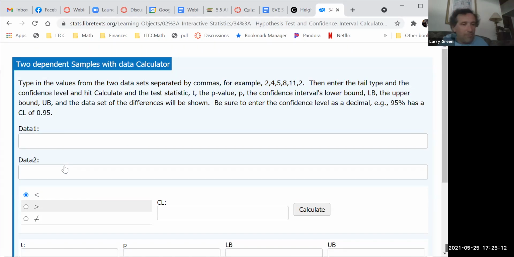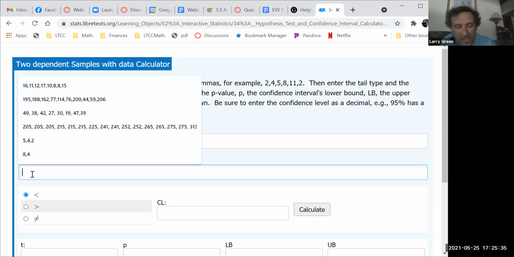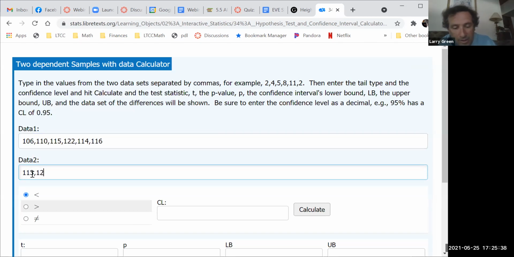Okay, and I need to put data 1 and data 2. So if you remember data 1, our first table, it's kind of messy: 106, 110, 115, 122, 114, 116. And then our second: 113, 124, 120, 118, 127, and 128. Any questions on that?